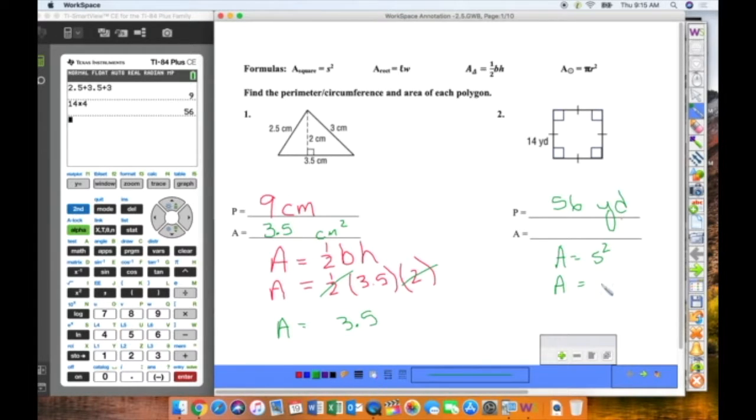So the area will equal 14 squared, which hopefully you know your first 15 perfect squares. That's a big old juicy 196. And the label will be square yards. Some people say yards squared, some people say square yards. It's all the same thing. So formula, sub, simplify, label.